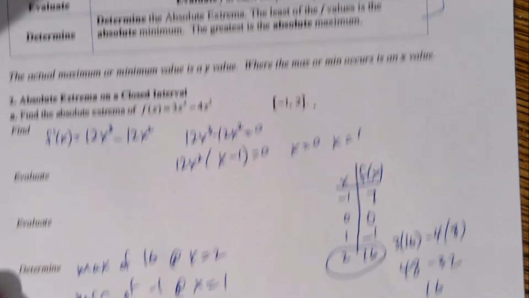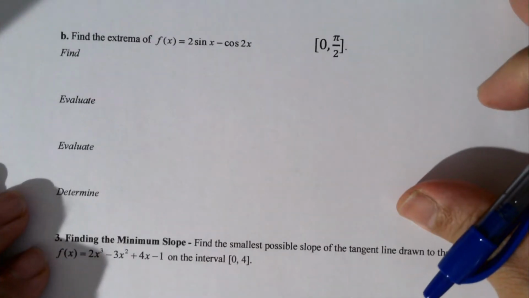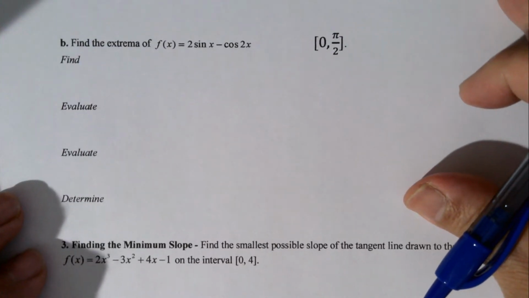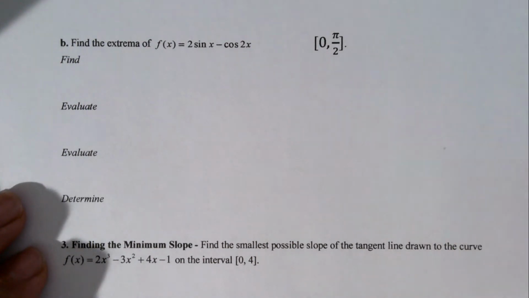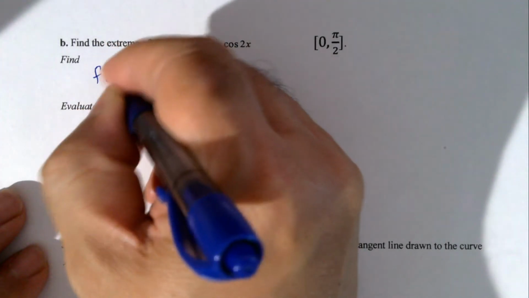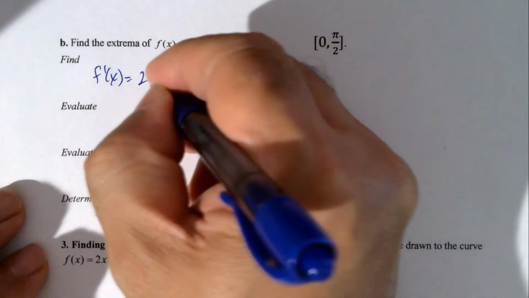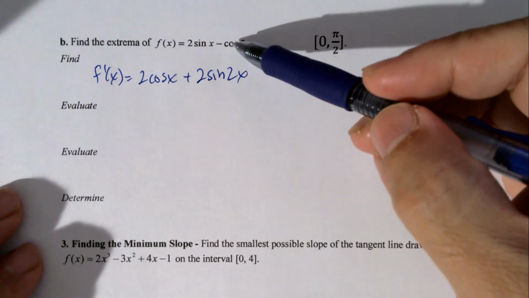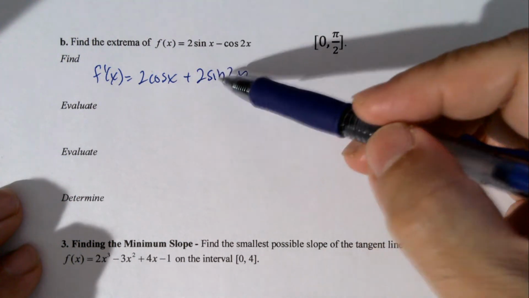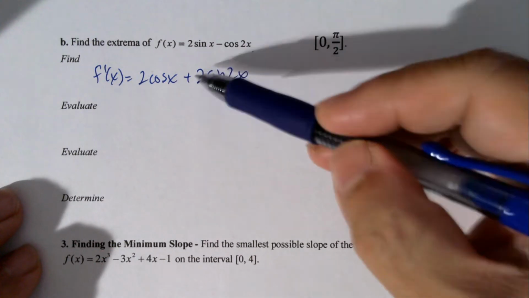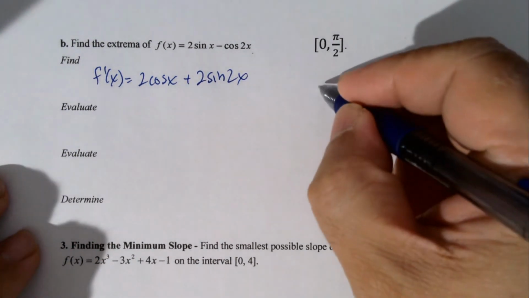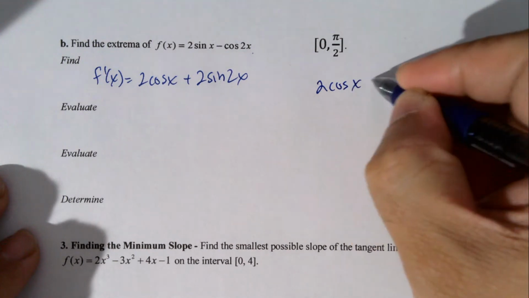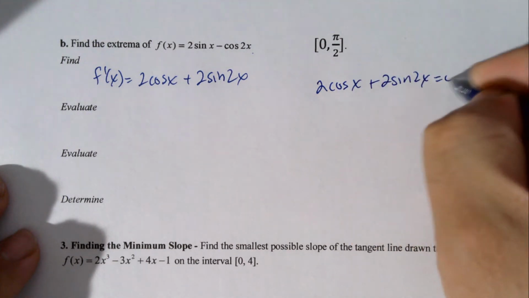Okay, next example. Find the extrema of 2 sine x minus cosine 2x on that interval. So first take the derivative. F prime of x equals 2 cosine x minus or plus 2 sine 2x, right? The derivative of cosine is negative sine, so there's a negative there, so it makes it positive. Chain rule says take the derivative of 2x, which is 2. Set that equal to 0. So it's 2 cosine x plus 2 sine 2x equals 0.